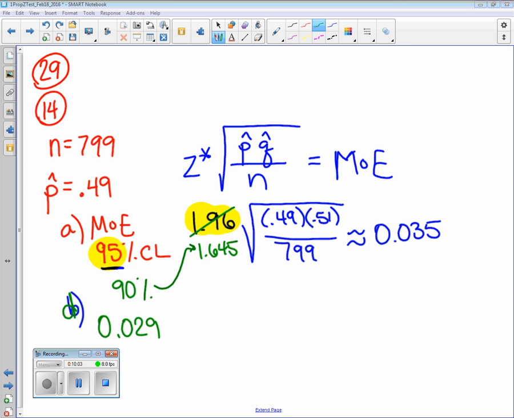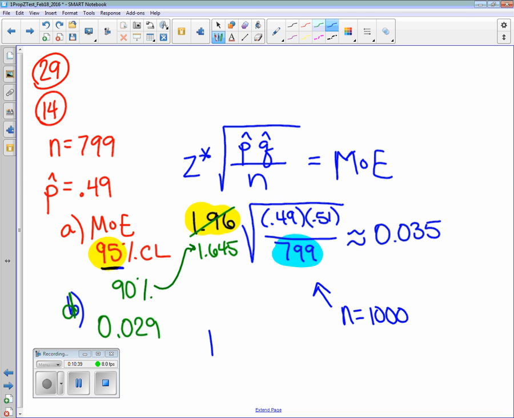So part E is interesting. It says, in general, if all other aspects stayed the same, the confidence level stayed the same, p hat, q hat stayed the same, but the only thing that changed was the sample size. So in other words, this number down here, the 799, is the one thing that changes. Is the margin of error going to get bigger or smaller? Let's say, for giggles, that we changed n to be 1,000.